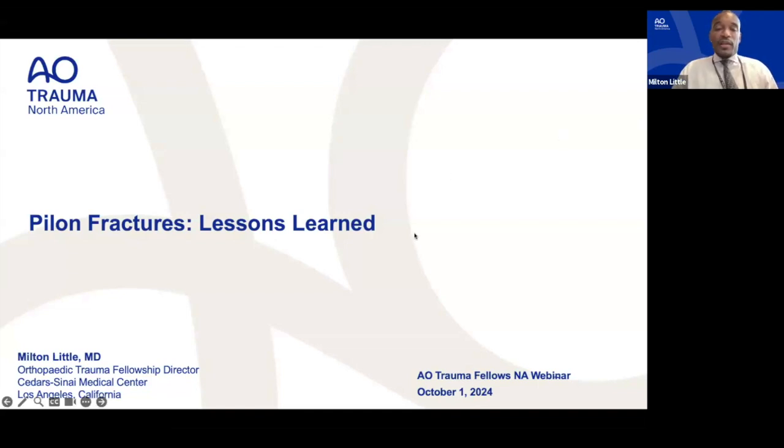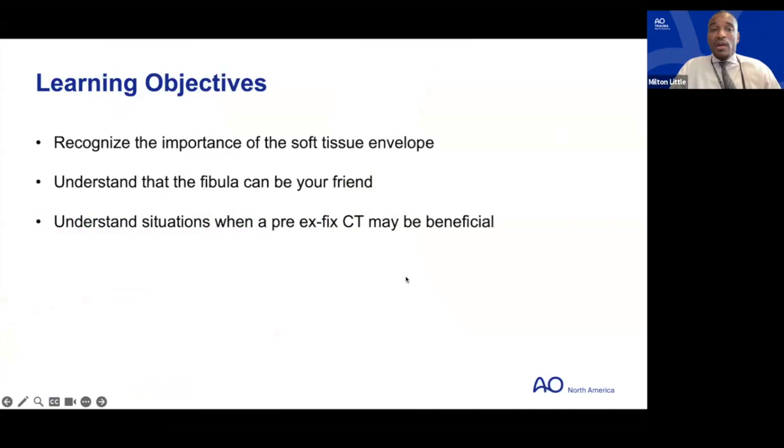And so really, I'm going to jump on some of the same topics that Clay discussed to reiterate that. So, I think it's important to recognize the importance of the soft tissue envelope. As Clay mentioned, understanding that the fibula can be your friend or your enemy if done wrong. And lastly, understand situations when that pre-exfix CT may be beneficial. Because like Clay, I also came to the realization that that information can be very critical in my early decision making.